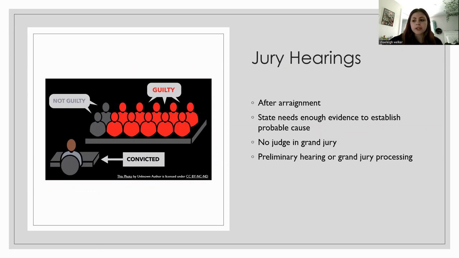Jury hearings happen after the arraignment. The state needs enough evidence to establish probable cause. And in these cases, they have a grand jury, which means that there is no judge present. And so there are normally 16 to 24 jurors, which is different than the normal juries, which is 12. And then the state issues an indictment against the defendant and then stands trial for the charges.